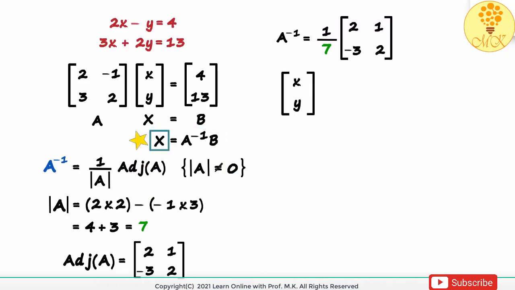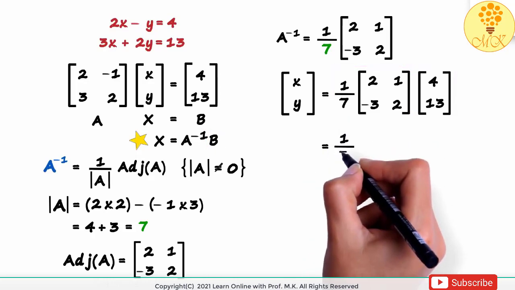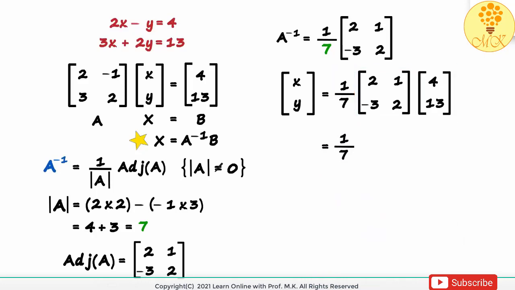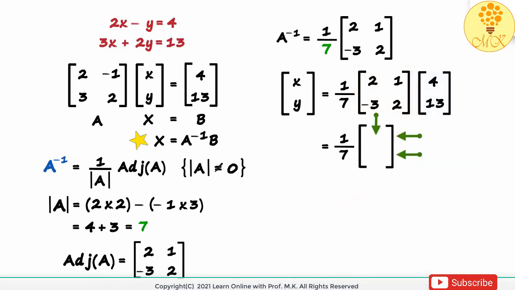Matrix X is [x, y], A inverse is this, and matrix B is [4, 13]. This is A inverse and this is matrix B. This will equal 1 over 7 multiplied by this product. How do we find this product of matrices? The order of this matrix is 2 by 2 and that of this matrix is 2 by 1. As the second and the third number are equal, they are compatible for multiplication. And the order of the resulting matrix will be first number by the fourth number. So the order of the resulting matrix will be 2 by 1. 2 rows and 1 column.